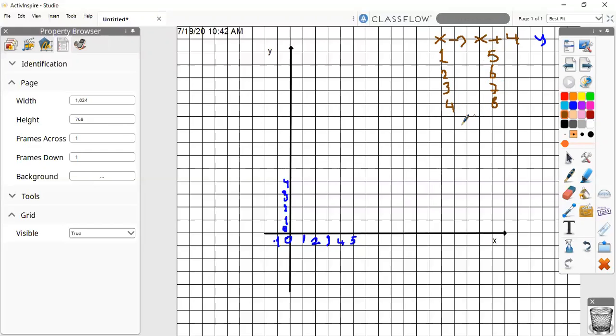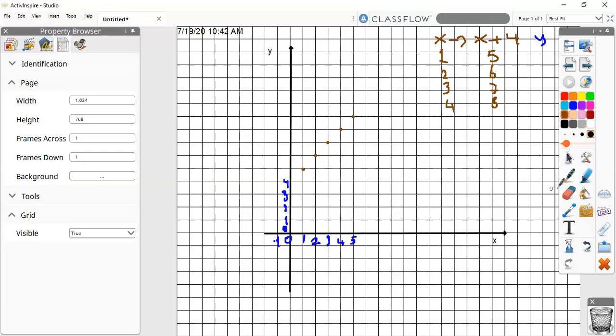Now I can place these points on our coordinate system. If x is 1, y will be 5. It will be this point. Okay, let me make it bigger. If 2, it will be 6. It will be this point. Now, if it's 3, it will be this point. If it's 4, it will be this point. If it's 5, it will be this point.